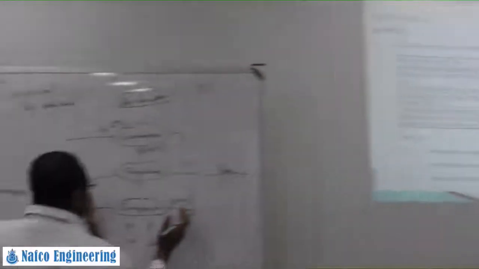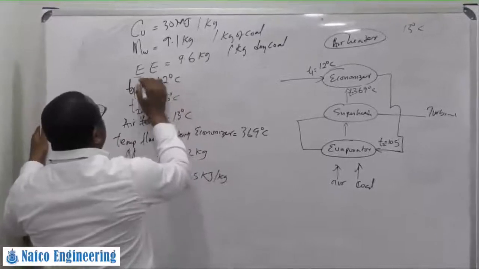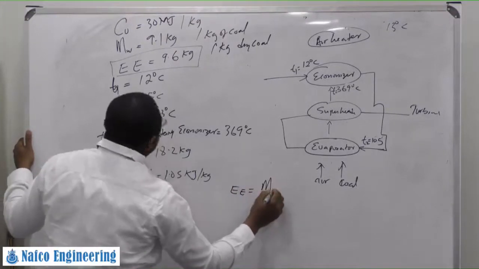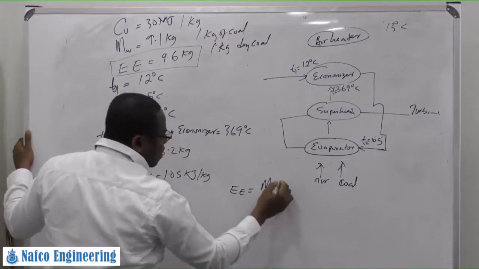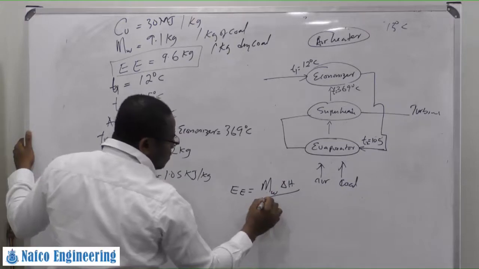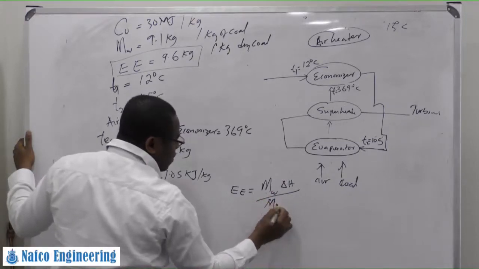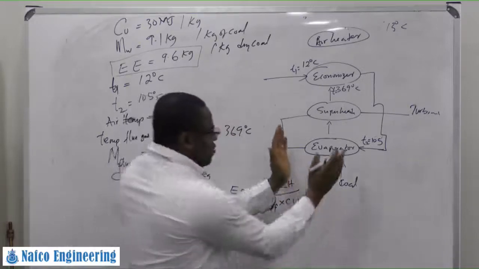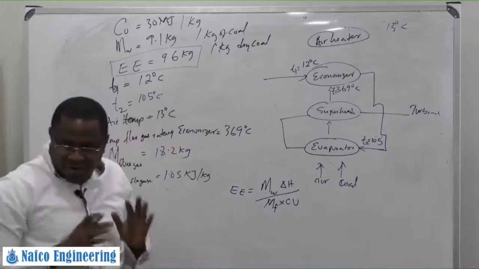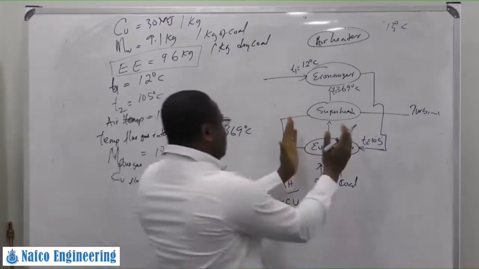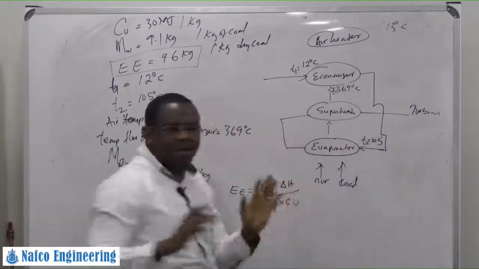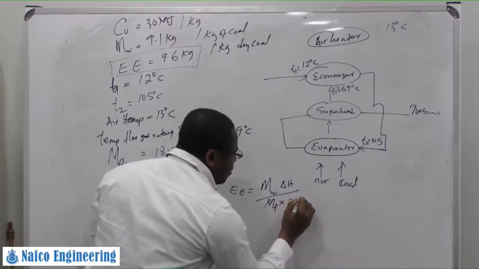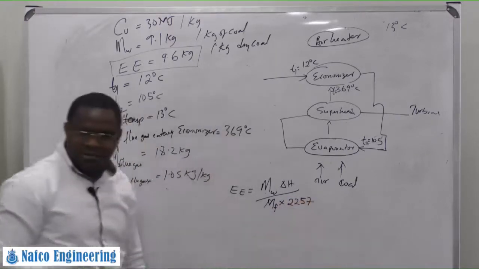Look, the efficiency of this, we must know what is happening here. We are even given EE. Remember, we said that EE is M water, or M steam, the same thing, times delta H, all over the mass of the fuel times CV. So, what is this delta H? Did you get it? We're dealing with the boiler. The delta H is what is happening here, the enthalpy between this and that. Agreed? That should be MF times 2275. Oh, okay, sorry. 2 what? Because I had 75. Okay.